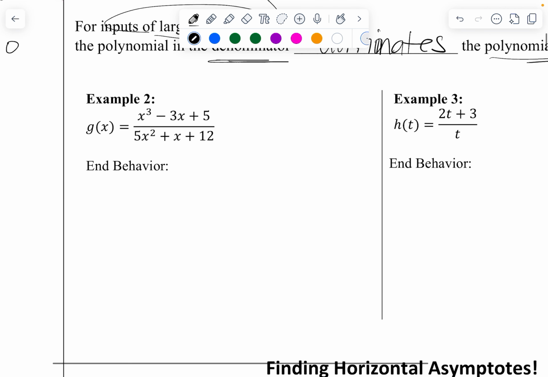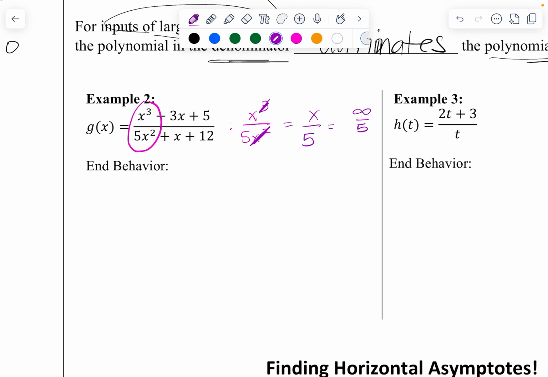So let's see what that looks like for example 2. Again, I only care about the leading terms, so I'm looking at x to the third over 5x squared. Two of these x's cancel with two of those, and I'm left with x over 5. If it were positive infinity divided by 5, that's essentially still infinity. And negative infinity divided by 5 is still negative infinity.